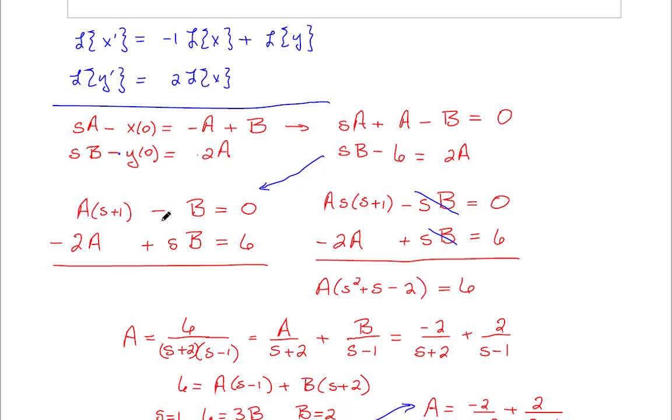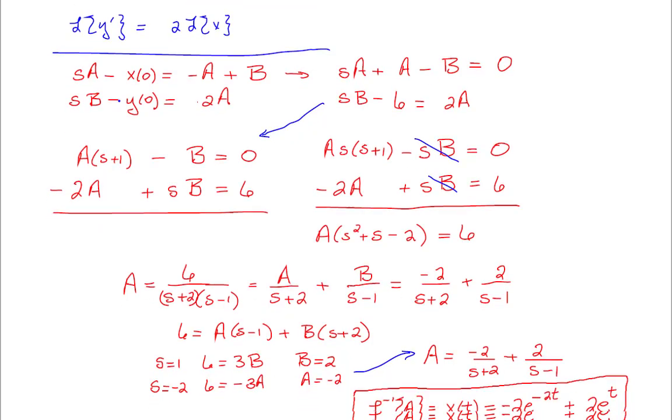So I'm going to get rid of the B first, because I've got a plus s, which is pretty easy to get rid of. So I'm multiplying the first equation by s all the way through. The B parts cancel. So for the A parts, I've got this s squared plus s minus 2. That's factorable, so when I divide by it, I get that A is 6 over (s plus 2)(s minus 1).